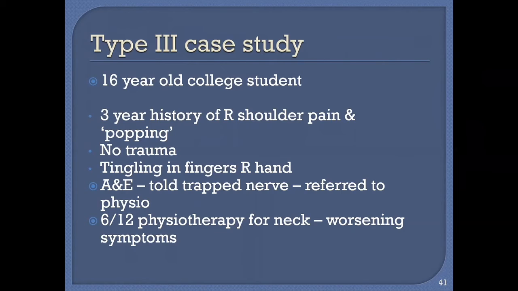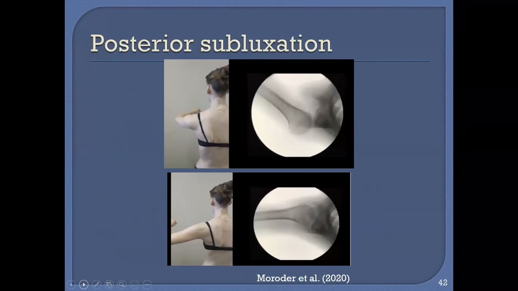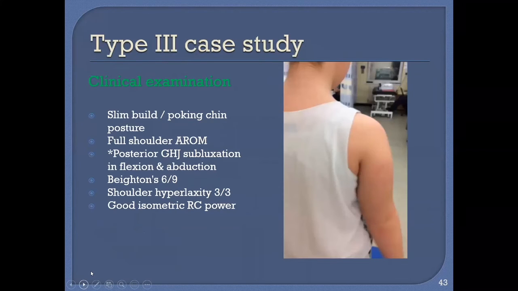He'd lost a lot of weight. He was getting gastro problems because he was taking too many painkillers. He went to A&E eventually. They told him he had a trapped nerve and he was referred to physiotherapy. He had around 6 months of physio for his neck because they thought he had some neural symptoms, which basically made him worse. So when he came to see me, he had posterior subluxation in his shoulder, and he had an underactive rotator cuff, and he was posteriorly dislocating as he lifted his arm up.